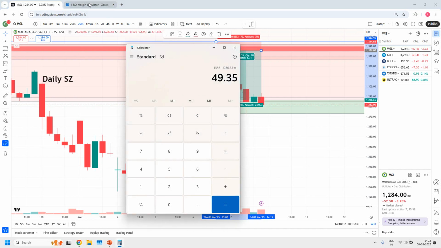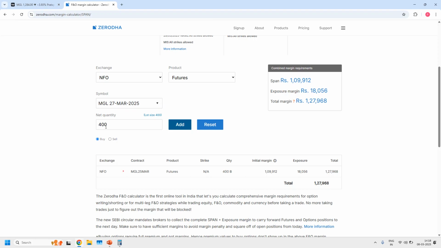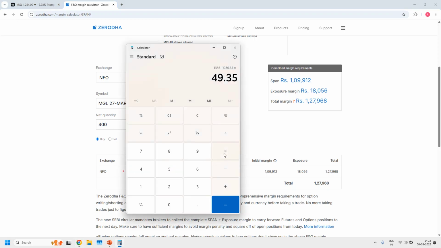So first of all, how much profit we got? So the net lot size is 400. So 49.35 into 400. You would have got 19,740 rupees in 2 days.